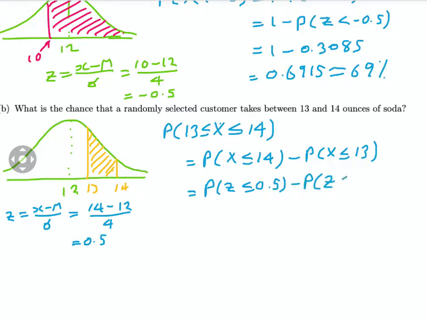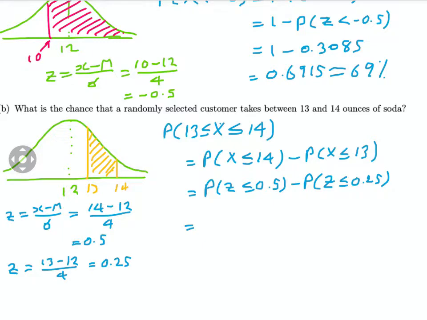Again, z less than or equal to 13 now. Let me check. x equals 13 now. 13 minus 12 divided by 4 equals 0.25. Therefore, you can write down 0.25.